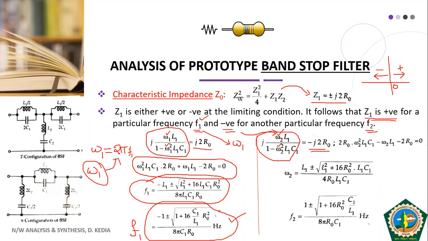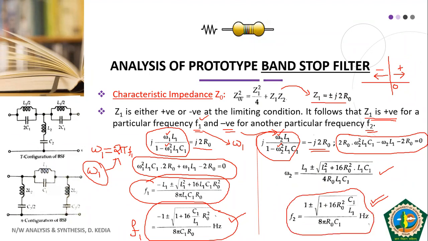Similarly, we proceed for f2, or you can say omega 2. Here you see we again get a quadratic equation, again a quadratic equation in omega 2. If you solve this for omega 2, you will get this. You already know how to solve a quadratic equation. And if you substitute omega 2 equal to 2 pi f2, you get this. So this is the final expression for f2.